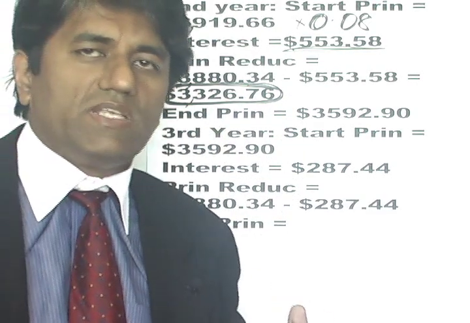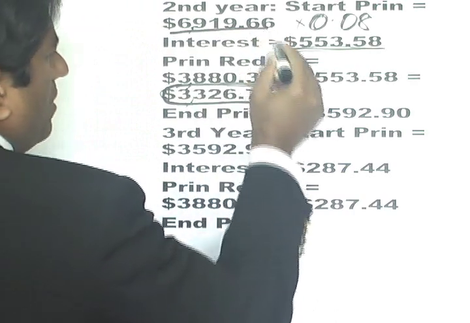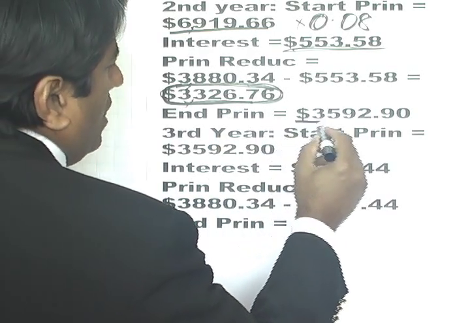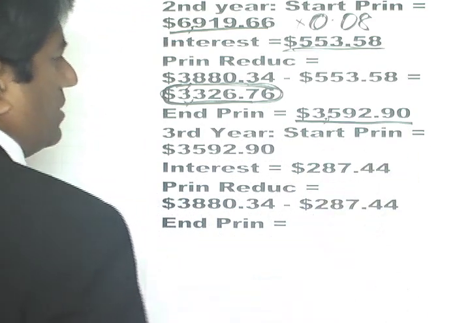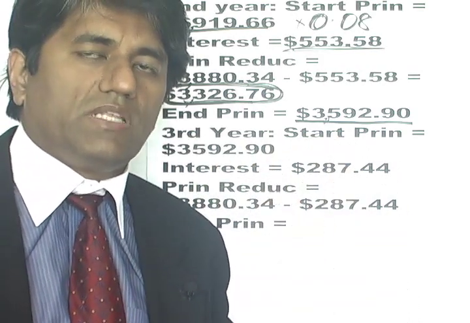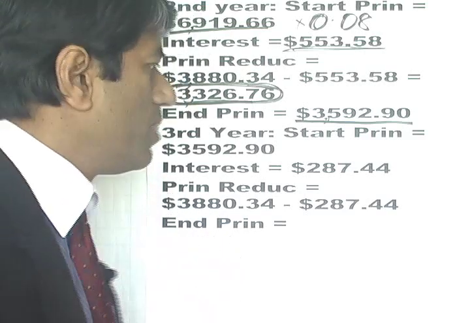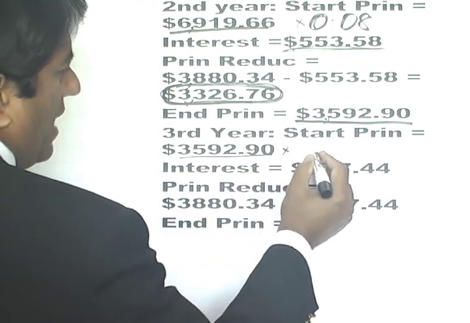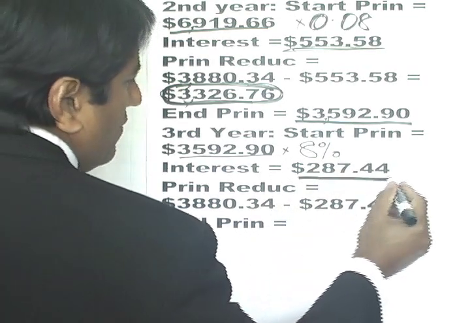So the principal at the end of the second year, you're going to get by taking the starting principal, subtracting the principal reduction, and that will equal 3,592 and 90 cents. Now, this ending principal at the end of the second year is also the starting principal for the third year, and is also the amount on which interest is going to be calculated for the third year. So, interest for the third year is going to be this amount, multiplied by 8%, and that equals 287.44.